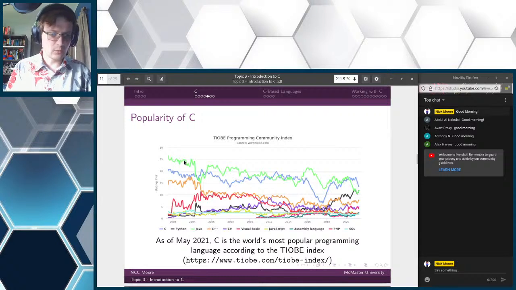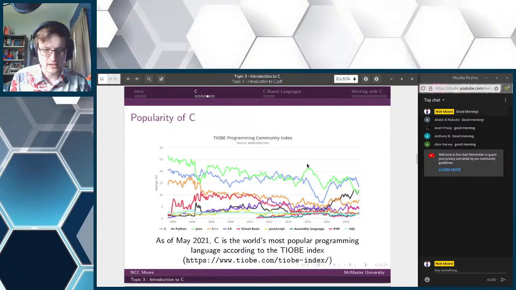So you can see for a while Java was the most popular programming language until it took a nosedive in 2020 for whatever reason. But Java has been a very popular programming language for a long time. C has pulled ahead. Yay, C. And you can see this black line here? That's Python. So Python has been really creeping up since 2018 and is now one of the more popular programming languages.